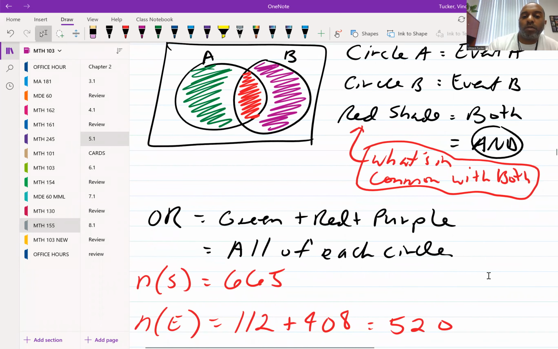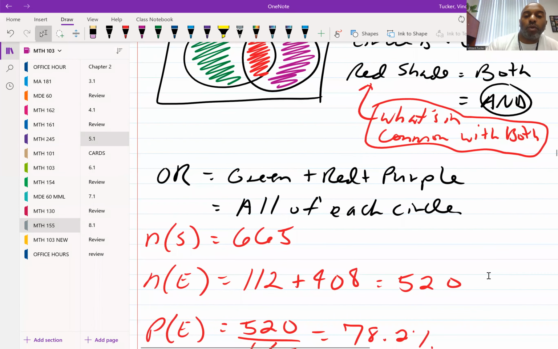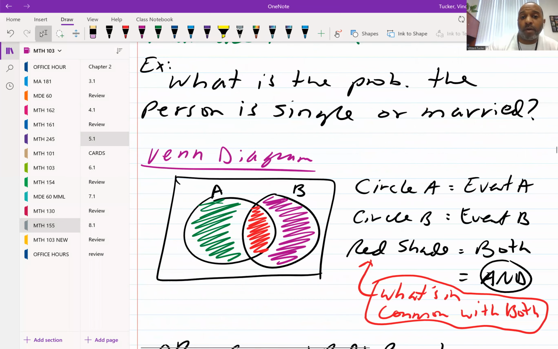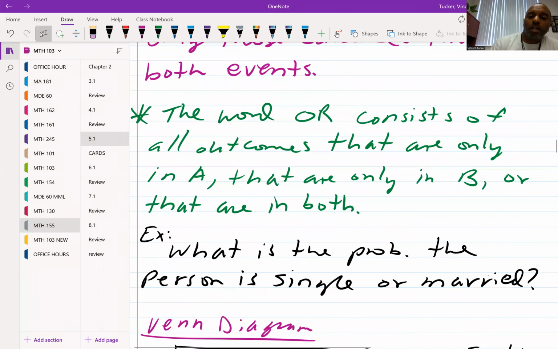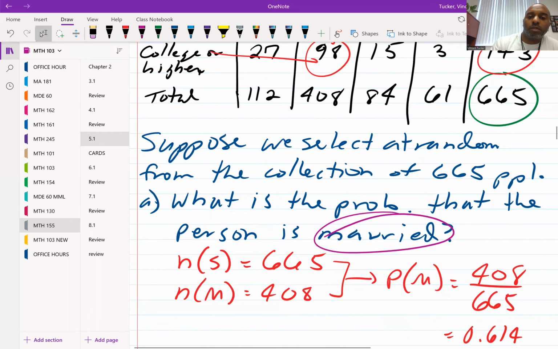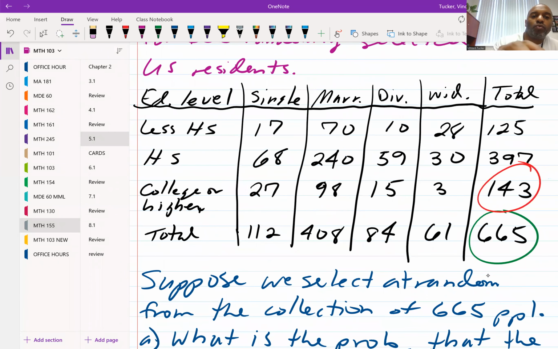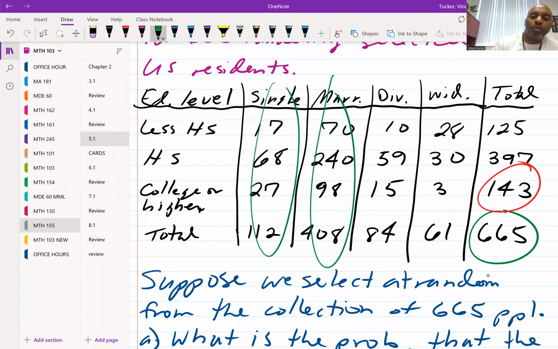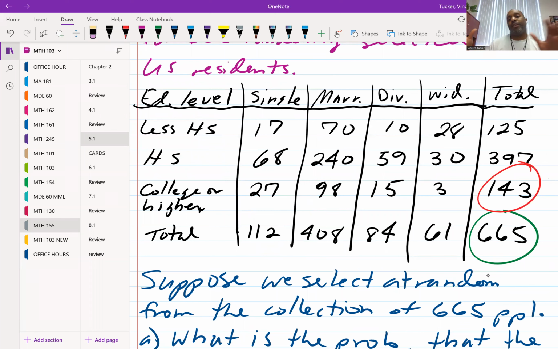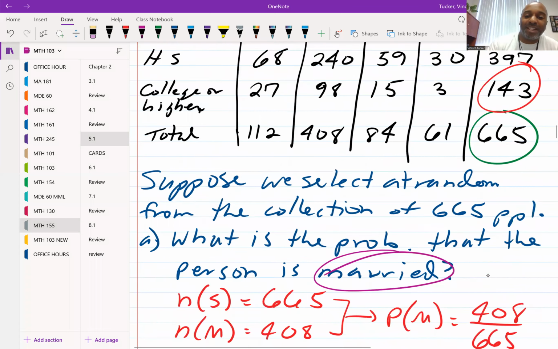All right, just scrolling up. So we want to find the probability that a person is married or single. So once again, our sample space is 665. So now we go back to the chart and look at married or single. So single people, married people. So according to our chart, you can't be married and single at the same time. I know people have entanglements and all the other stuff, but according to the chart, you're either married or single. You can't be both.